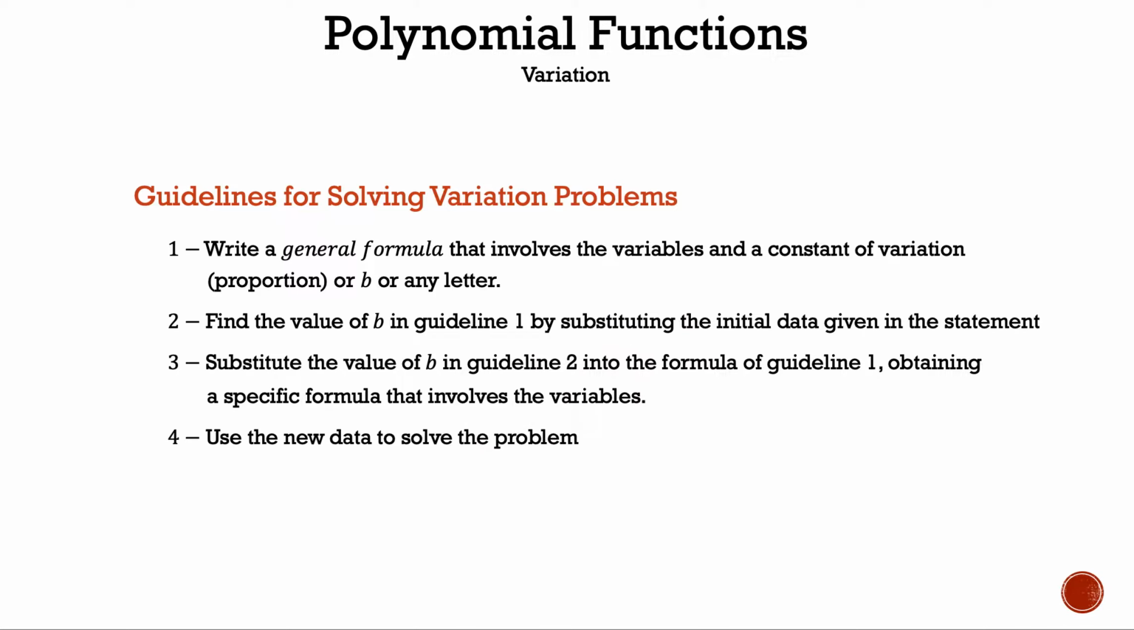Now, let's take a look at the guidelines for solving variation problems. The first one is, write a general formula that involves the variables and a constant of variation or proportion, or b, or any letter. The second one is, find the value of b in guideline 1 by substituting the initial data given in the statement. The third one is, substitute the value of b in guideline 2 into the formula of guideline 1, obtaining a specific formula that involves the variables. And the fourth one is, use the new data to solve the problem.